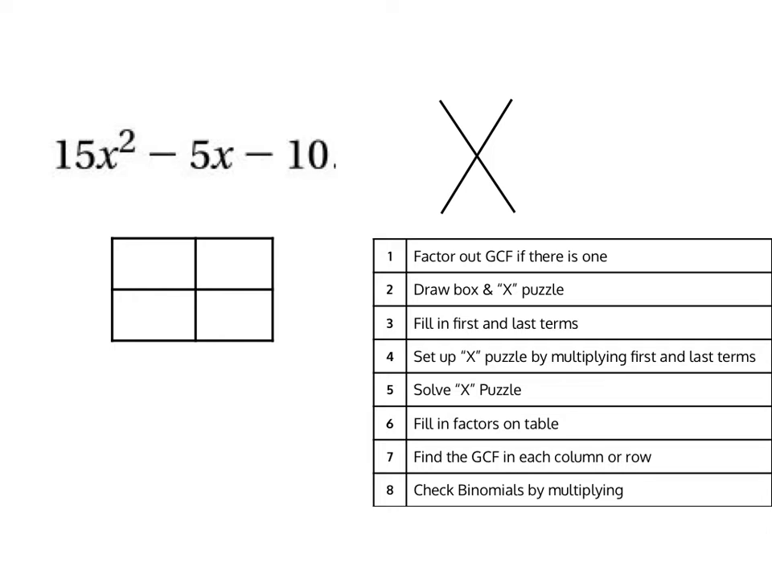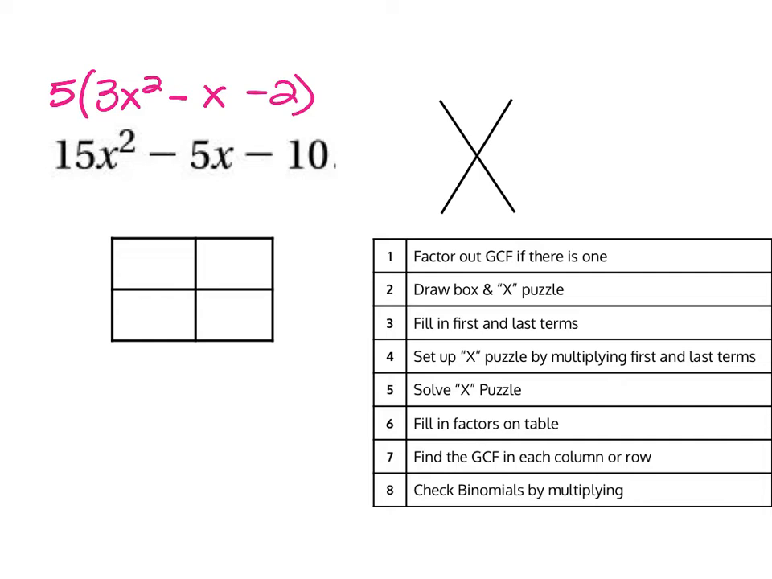If you notice, the coefficients of each of these terms are factors of 5. So that means I can actually factor out a 5. So I'm going to have 3x squared minus x minus 2. So in this case, what I'm able to do is factor out a 5.